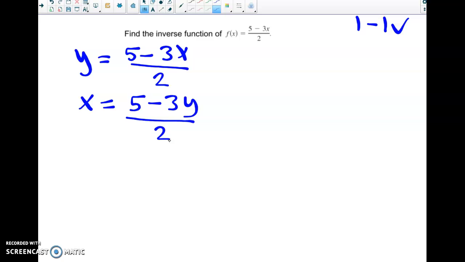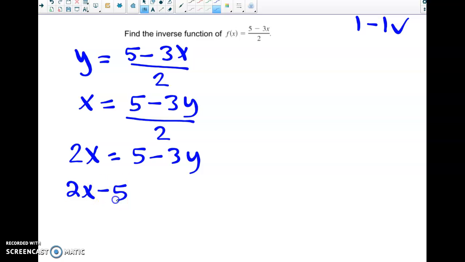Why do we change x and y spots? It's because the inverse function is a function that's taking the output as the input and getting out the input as its answer. Solving this, we need to get rid of the 2, so multiply both sides by 2, so we get 2x equals the numerator. Solving this for y, move 5 over, divide by a -3.